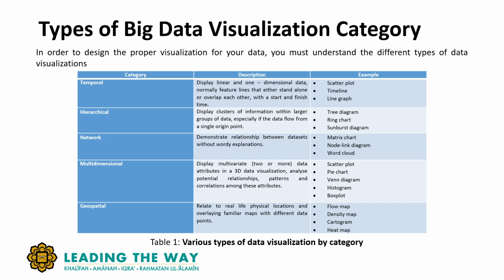In the visualization category, in order to design a proper visualization for your data, you must understand the different types of data and data visualizations. You need to know the category of your data first: what are the functions of your data, and what you want to display. This is an example of the categories of charts or diagrams that you can use to represent your data in a better way.